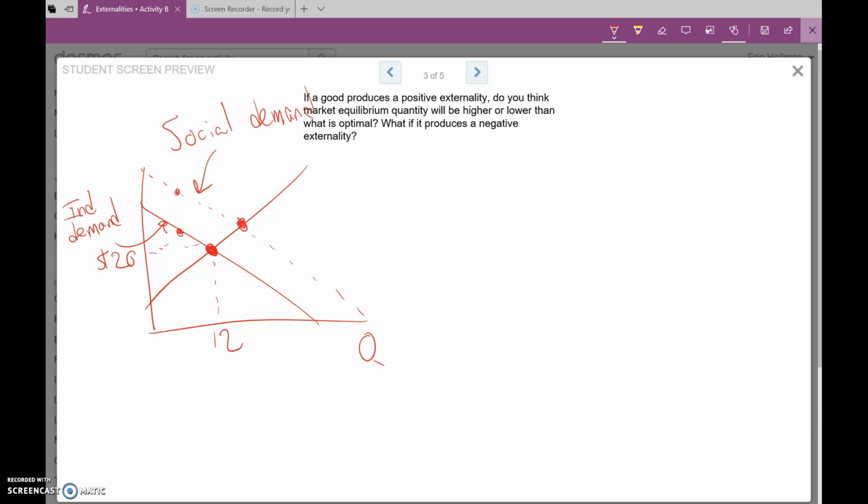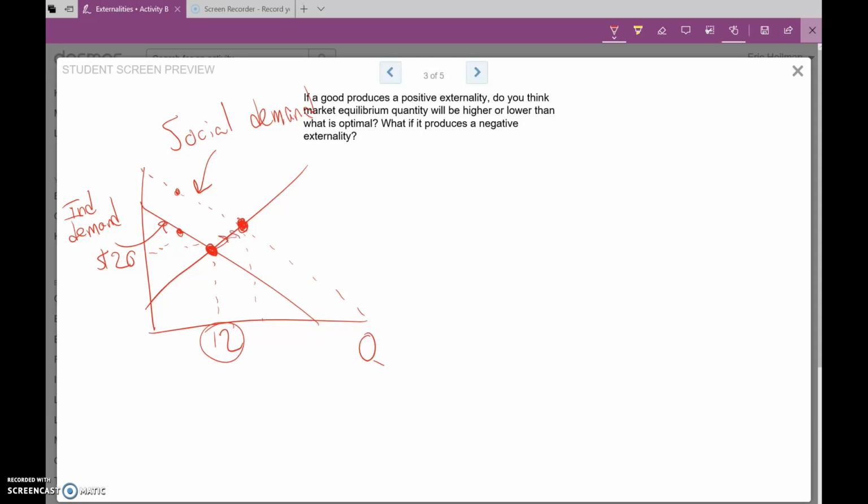Socially, from society's point of view, this would be the optimal amount. Because this positive effect isn't being taken into account in the market, we're actually going to land at a lower equilibrium quantity than society would like us to have. If we actually took into consideration the positive externality and the value that it's adding to society, we would want to consume more of it.